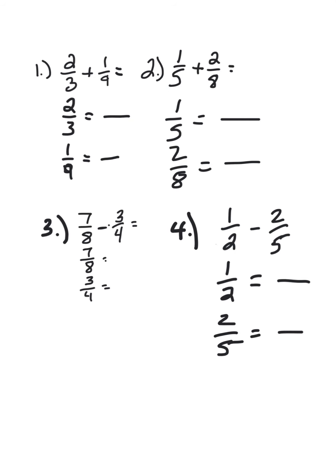There are 4 problems here. Please write them down in your math notebook or on a piece of paper and solve them. Remember, the first two you're adding, so you find a common denominator and add the tops. The last two you're subtracting, so find a common denominator and subtract those. Do the problems in your book and pause this video, and then you can turn the video on and I'll put the answers on right when you're done.